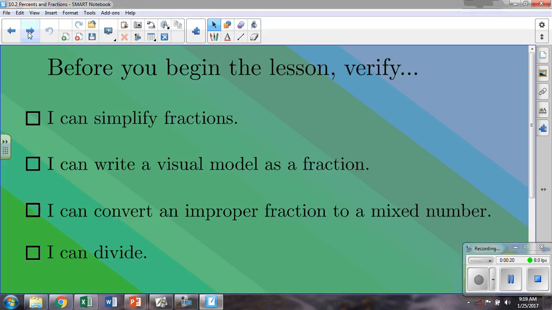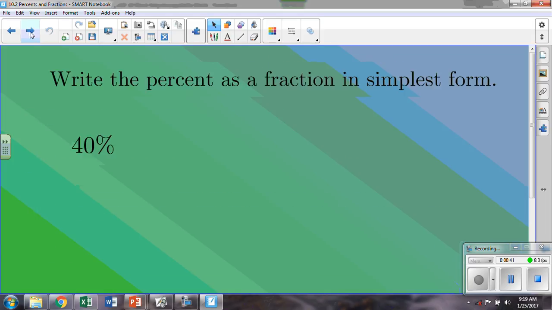There are several skills that we expect you to already have before you launch into this. First of all, you should know how to simplify a fraction. You should know how to write a visual model for a fraction, and you can convert improper fractions to mixed numbers, and you have to know how to divide. All of those skills are tools that we'll use to start off like this.